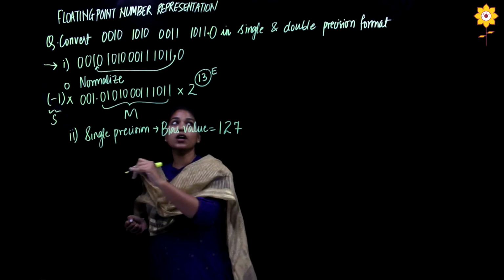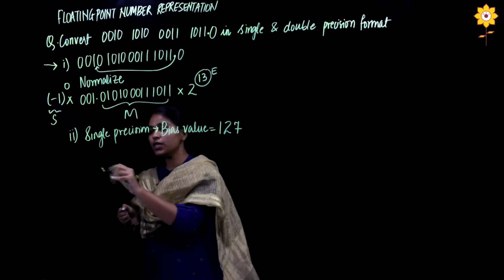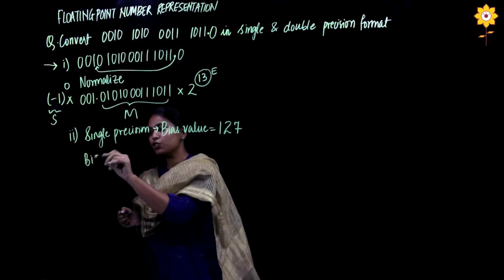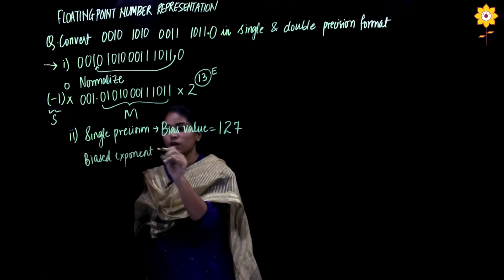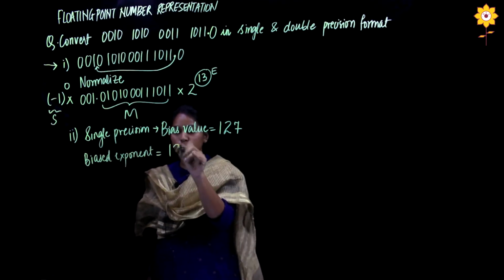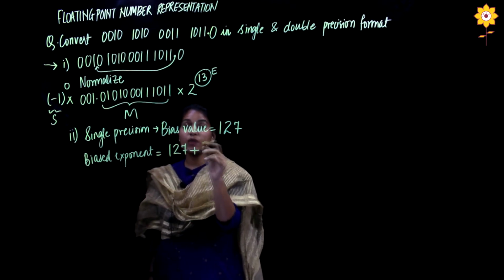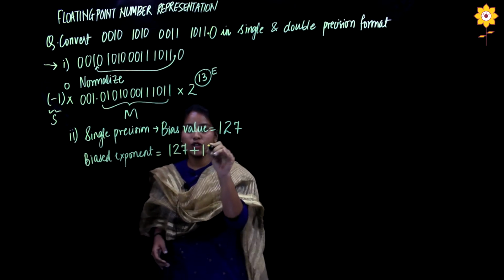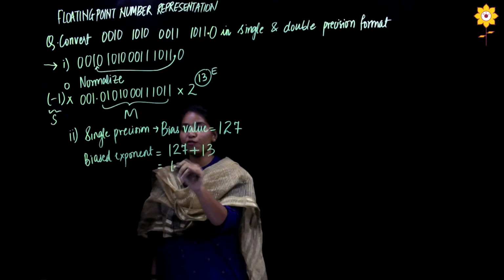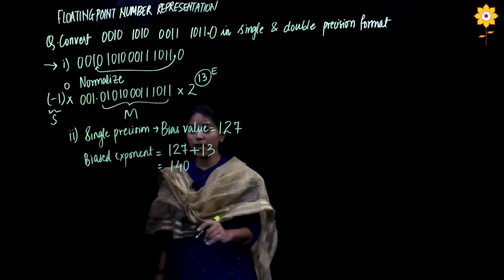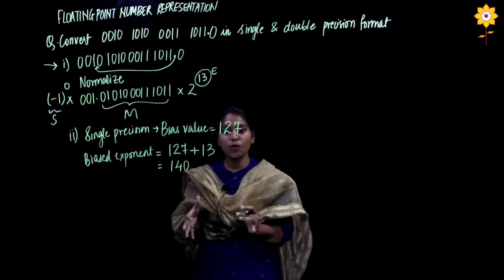So since our exponent is equal to 13, our biased exponent is equal to what? The bias value, which is 127, and whatever is the actual exponent. So the actual exponent is 13. So the total makes up to 140. Right? So we also have the biased exponent.